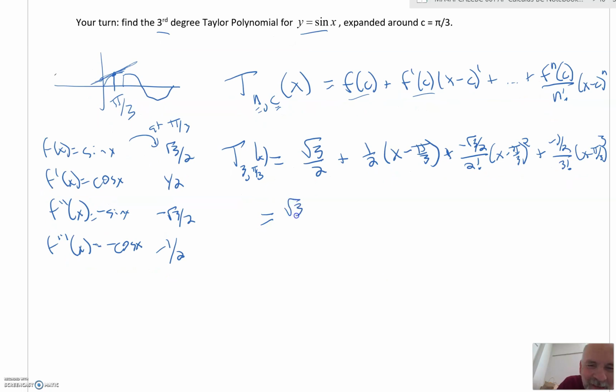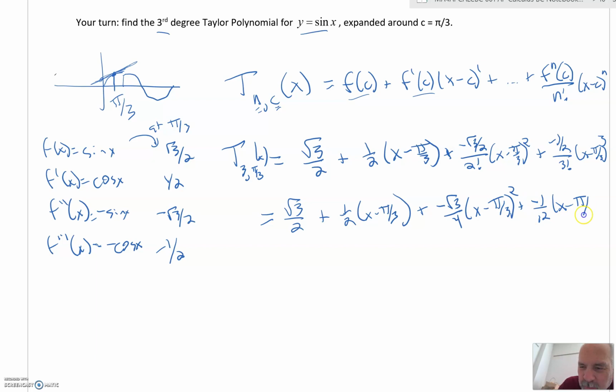I'm just going to simplify it a little bit. So 1/2 times x minus pi over 3. Then plus, so that's negative root 3 over 2 over 2, so that's negative root 3 over 4 times x minus pi over 3 squared, plus negative 1/2 divided by 3 factorial, 6, so negative 1/12 times x minus pi over 3 to the third. And if you graph this function, y equals that, it would be really close to sine x as long as you're close to pi over 3.